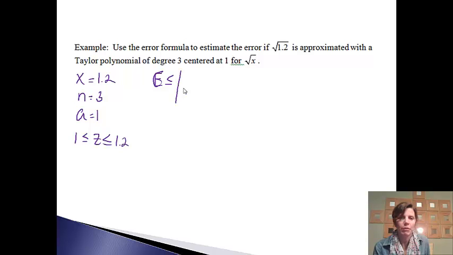did when we wrote down that formula, we're going to have the max of f, and then remember that it said the n plus 1 derivative, and since n is 3, we'll be looking at the 4th derivative, and that will be at z, and we haven't determined that yet. And then it's going to be over n plus 1 factorial, so it'll be over 4 factorial, and then it will be times x minus a, so it will be 1.2 minus 1 raised to the 4th power.